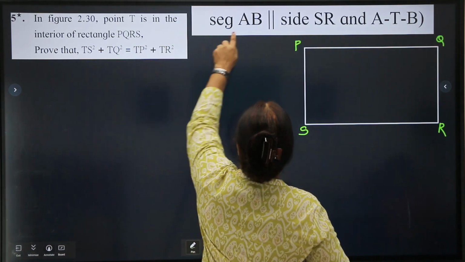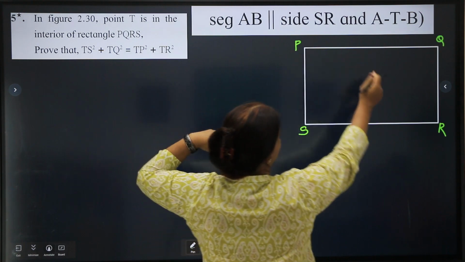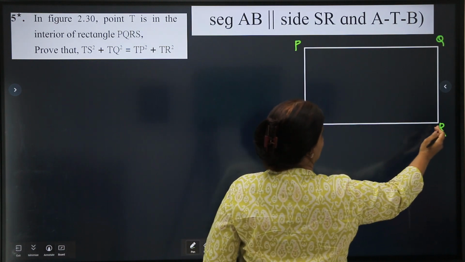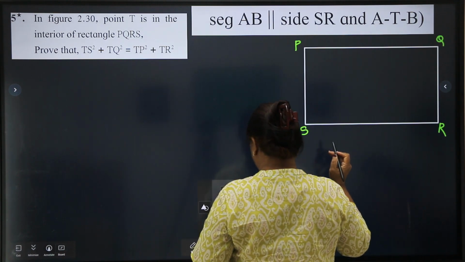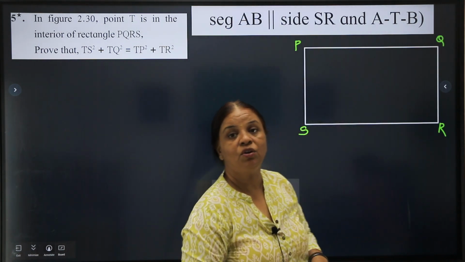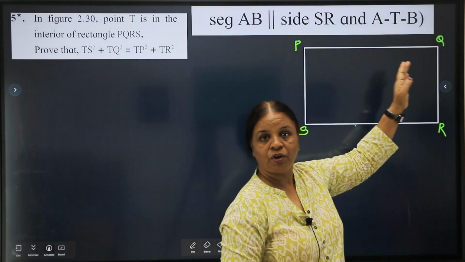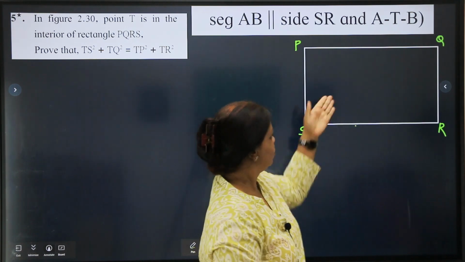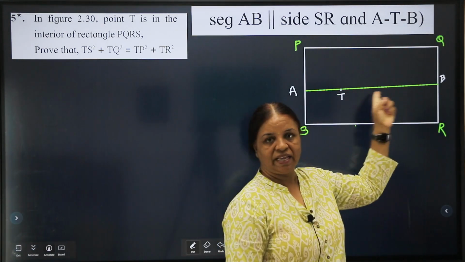And it is given AB is parallel to SR. AB is parallel to SR in such a way that it is ATB. So T is somewhere on AB. So let me draw one line here. I hope you understand this. It is given line AB is parallel to SR. So SR is here, so line AB will be somewhere here. And point T is what? In the interior of the parallelogram. They are in one line.